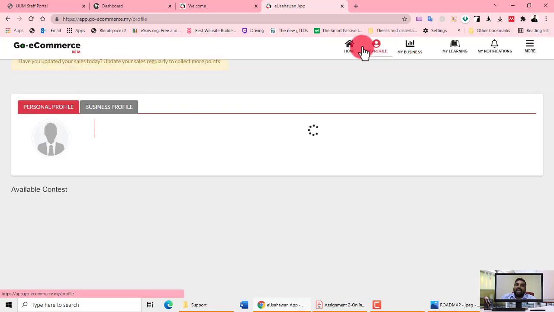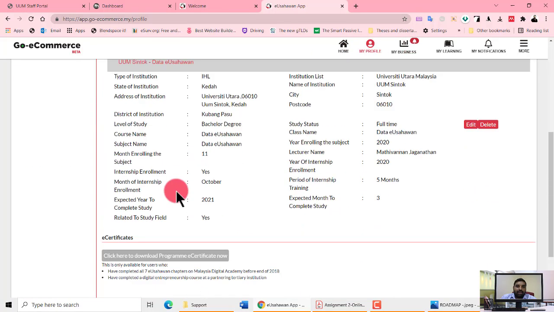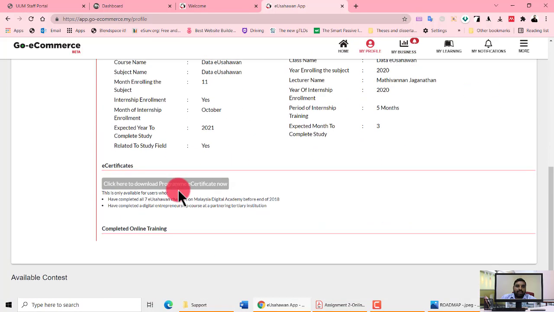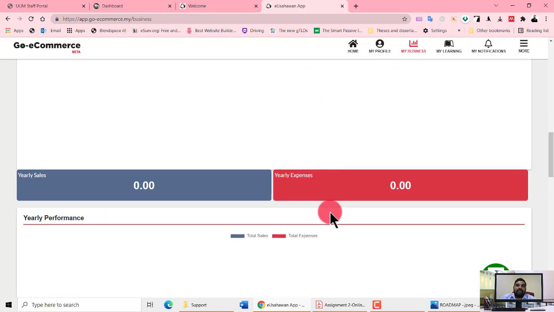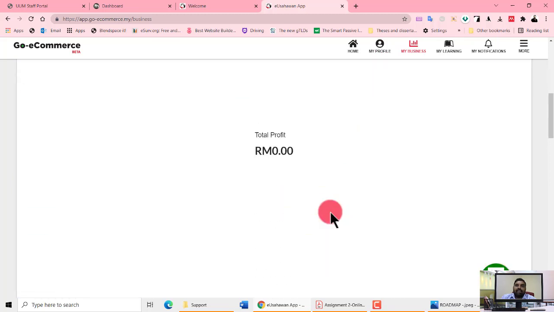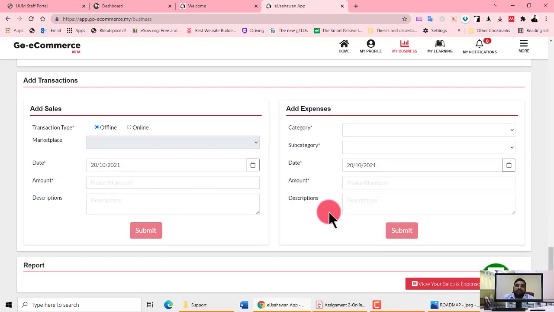For that, you have to update your profile, like this one, and my business. You have to update this one. Then you have to add transaction. This is how you update. If your transaction is offline, not online, you put offline, and your date and amount. And you put description and submit the report.